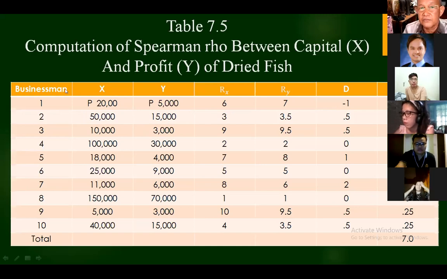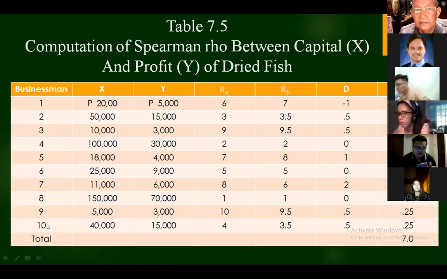So our columns 1, 2, and 3 clear to the group. Businessman number 10 poured in 40,000 capital and generated 15,000 profit. After that, next step, no? I-rank natin, rank the X scores. What is the highest score? Highest capital? 150,000, correct? 150,000. You agree? Yes, sir.